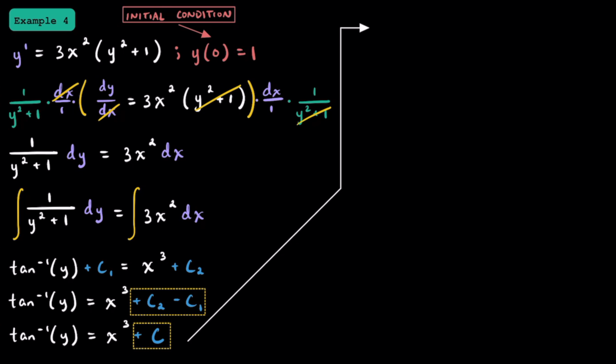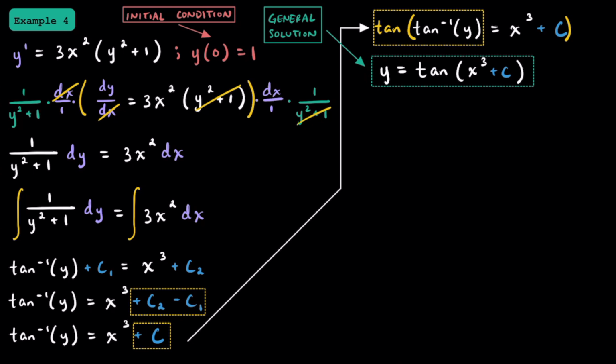Continuing this over here, we can take our entire equation and take the tangent of both sides since we have an arctangent. On the left side, tangent of arctangent of y will just simplify down to y, and we can write our general solution as y is equal to tangent of the quantity of x cubed plus our constant.